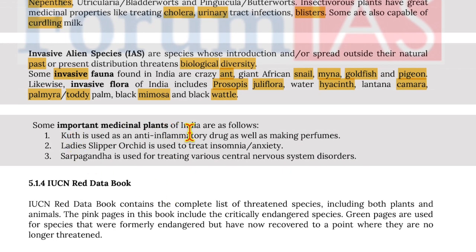Now, some medicinal plants of India are kuth, used for anti-inflammatory drugs as well as making perfumes. Ladies' slipper orchid, used to treat insomnia and anxiety. Sarpagandha is used for treating various central nervous system disorders.